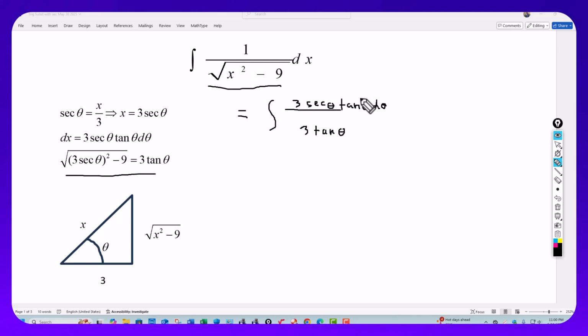So notice here, the tangent theta here and the tangent theta here divide out. The 3 and the 3 divide out. And what I have left then for the integral is secant theta d theta.